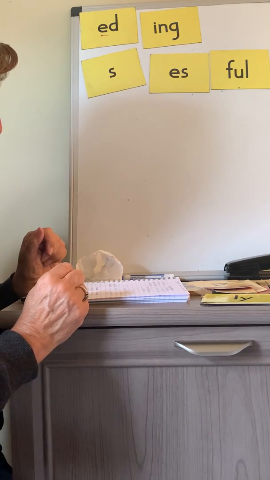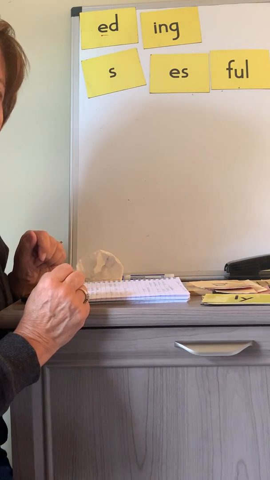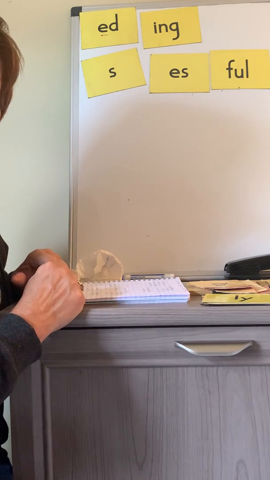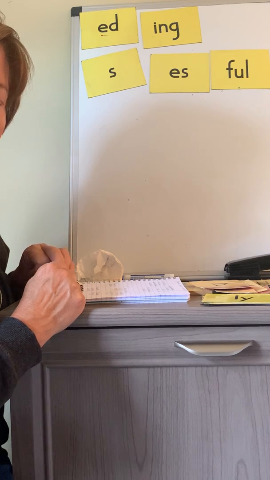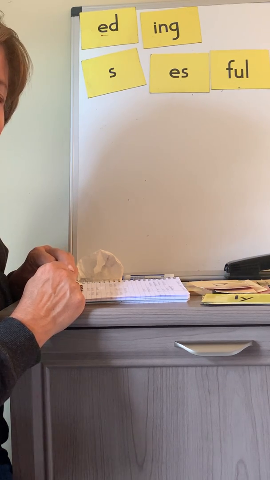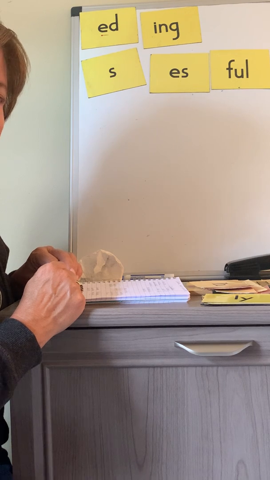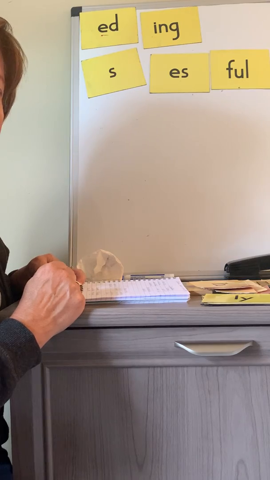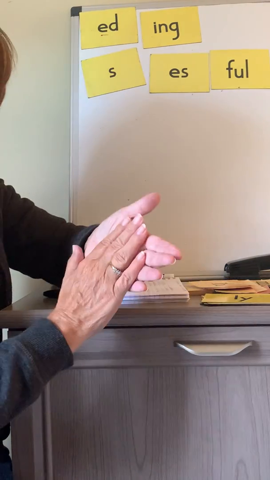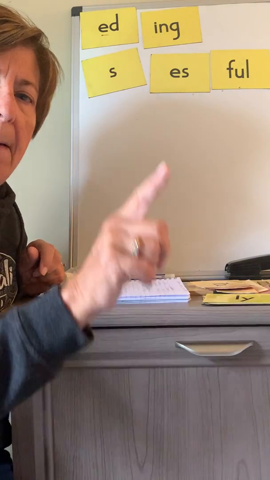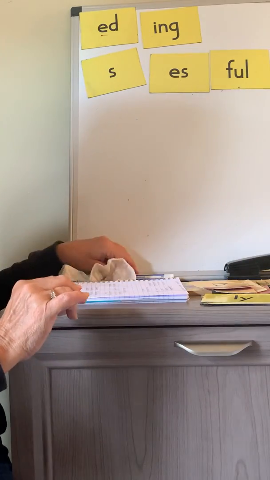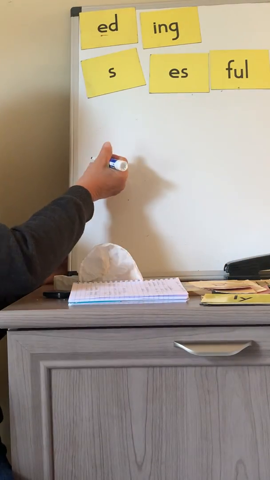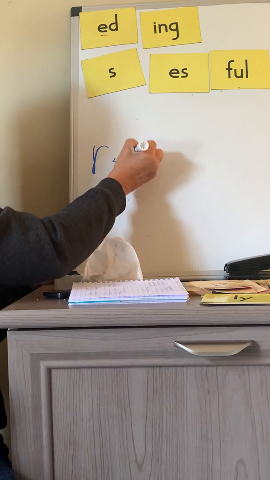All righty. Our first word that we're going to build is a two-syllable word. It's the word reptiles. So I asked myself, does reptiles have a suffix? Yes, it does. So what is the base word? The base word is reptile. Reptile. Let's scoop it. Reptile. R-E-P.